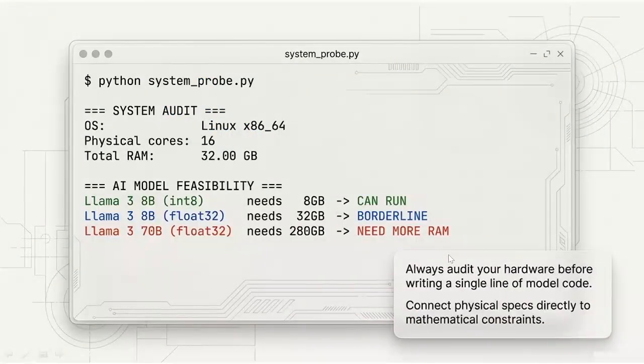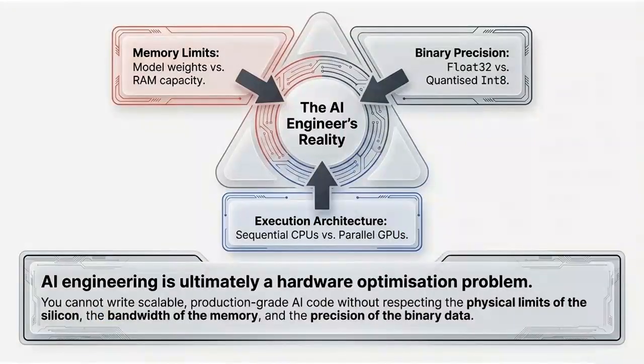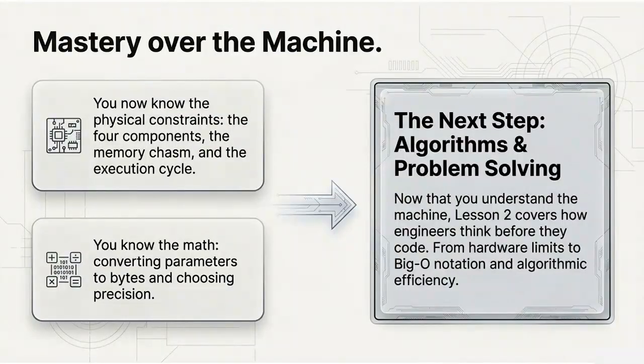Always audit your hardware before writing a single line of model code. You have to connect physical specs directly to mathematical constraints. If not, your system will either crash or run to a crawl. For AI engineering, you have to understand things like memory limits, binary precision, and execution architecture, because AI engineering is ultimately a hardware optimization problem. This is very important.